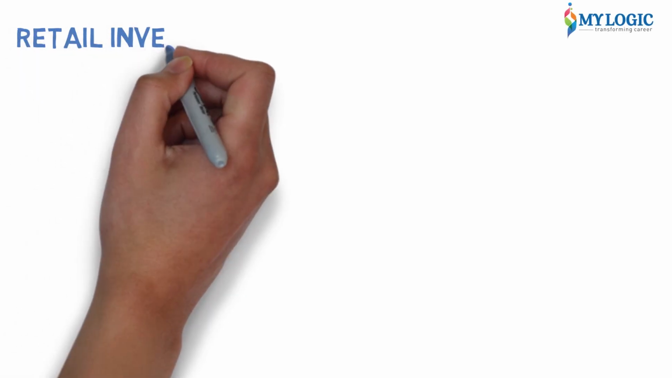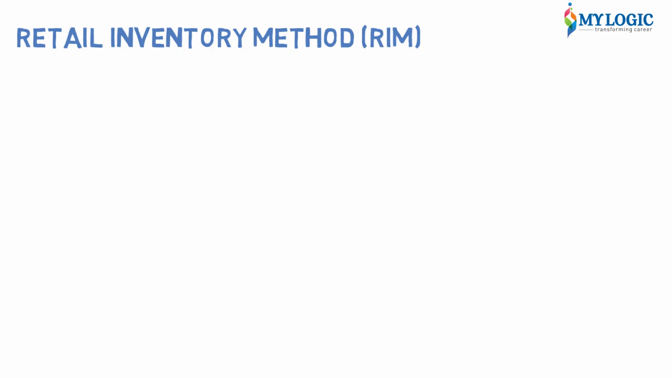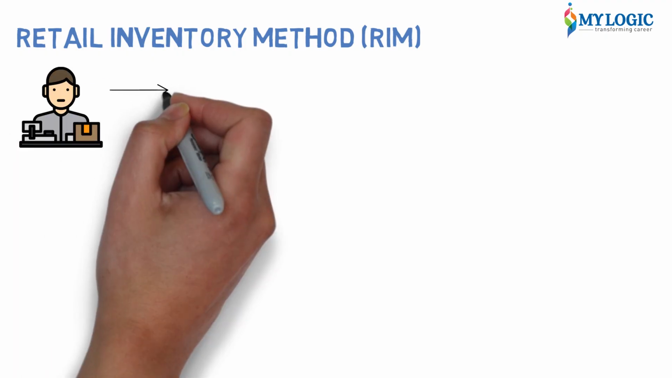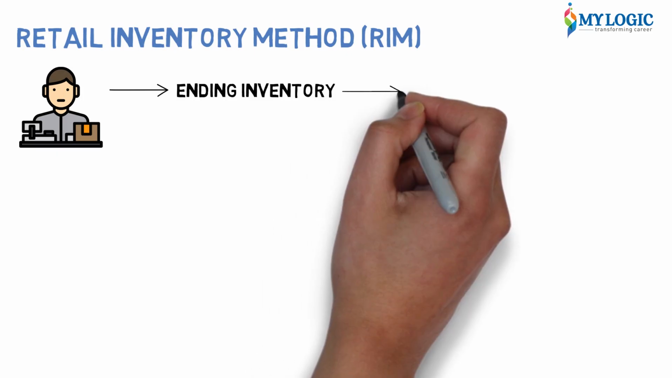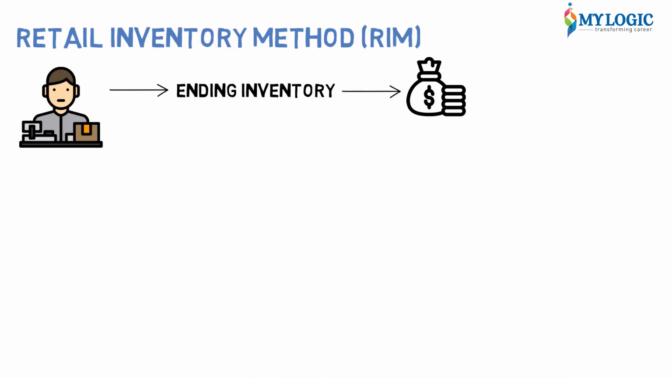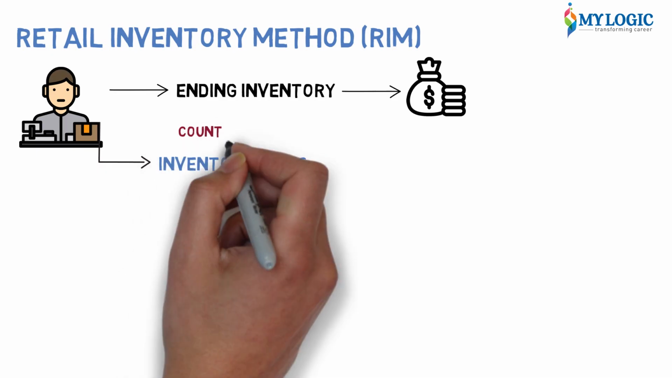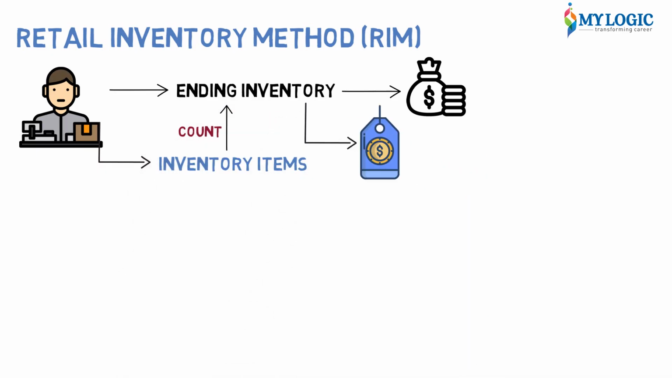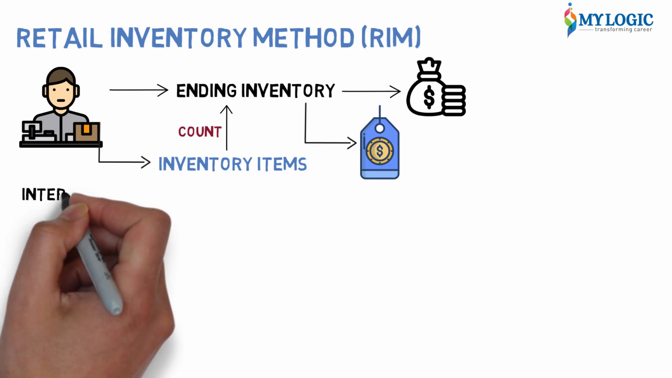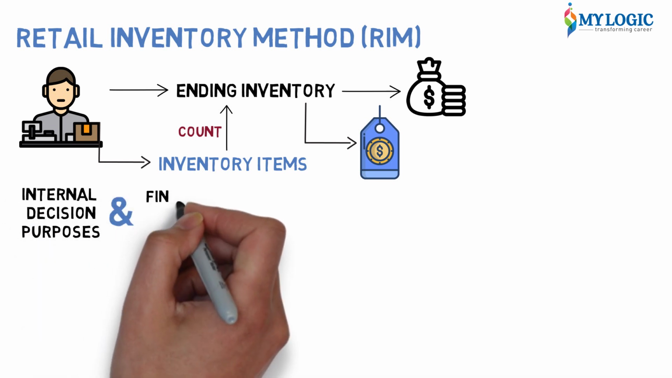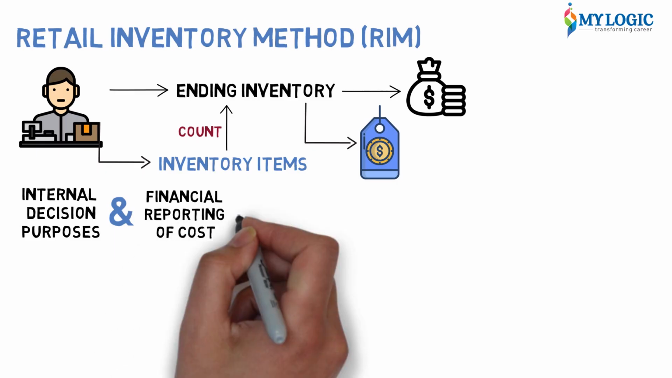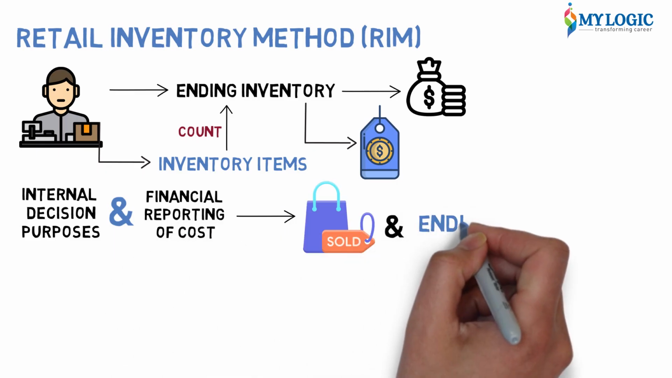The Retail Inventory Method (RIM). This method is used by retailers to estimate ending inventory at cost. Most retailers know the markup on the inventory items and are able to count ending inventory at retail prices. Ever see the store employees counting items on a shelf? This method is used both for internal decision purposes and for financial reporting of cost of goods sold and ending inventory.